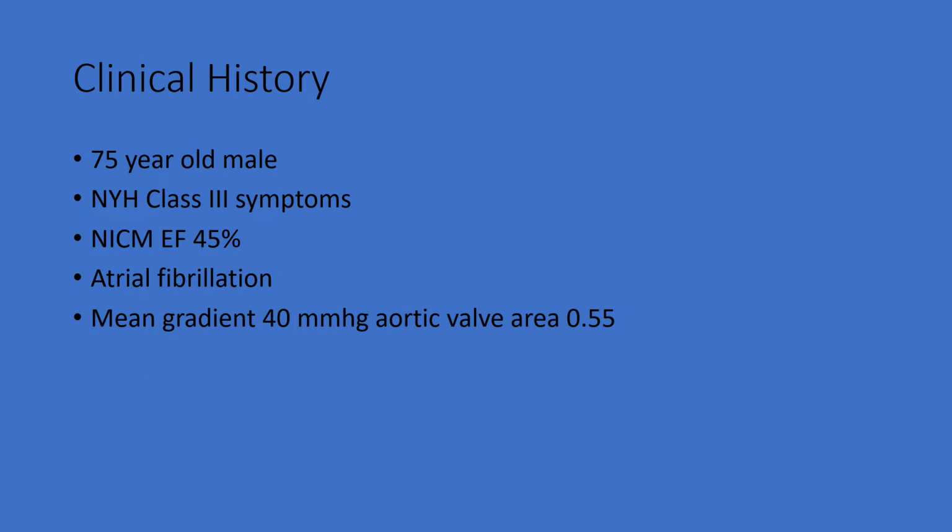These are the patient's characteristics. He's a 75-year-old gentleman, significantly symptomatic, with mildly decreased ejection fraction, who also has atrial fibrillation. He did have significant gradient across his aortic valve and a valve that was almost getting into critical values.